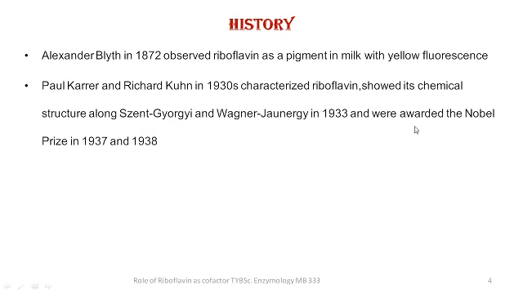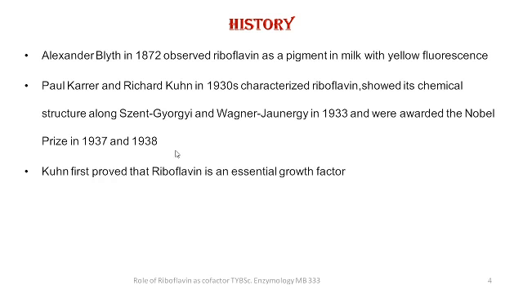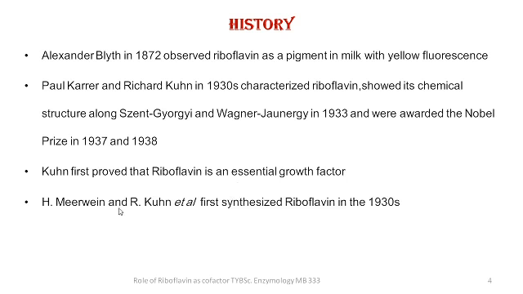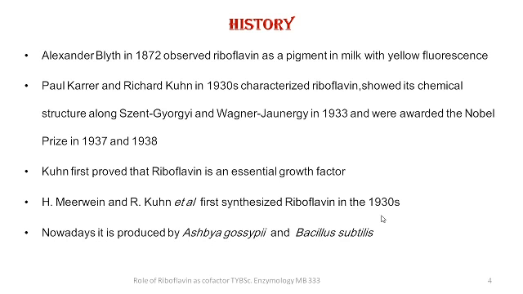For this and for some other contributions also, they were awarded a Nobel Prize in 1937 and 38. It was Kuhn who first proved that riboflavin is an essential growth factor. Kuhn and his team first synthesized riboflavin in the 1930s. Earlier, riboflavin was synthesized chemically in the laboratories, but nowadays, with Ashbya gossypii and Bacillus subtilis, it is exclusively produced as a product of microbial fermentations.